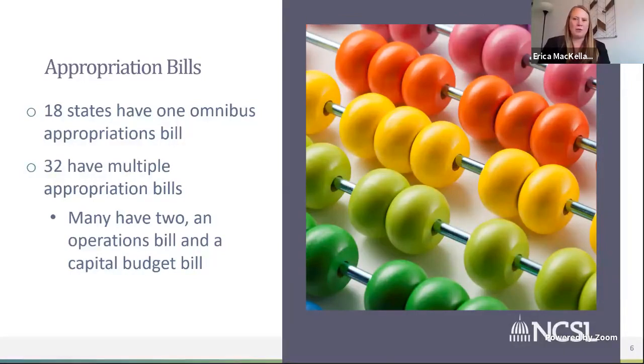And there are a few states that will have multiple budget bills, where every agency or a group of agencies will be rolled together into a budget bill. Fun fact, Arkansas has the most appropriation bills of any state. Each agency gets funded separately, and they have over 500 budget bills. So a lot of time and effort goes into that, I'm sure.